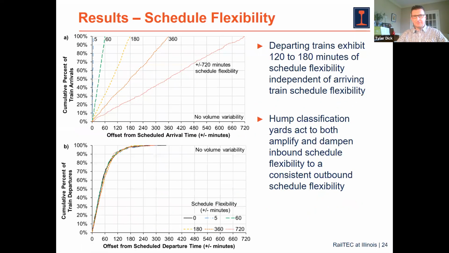So when we look at the actual results, the top graph here, what we're doing is plotting our offset from our scheduled arrival time and looking at our cumulative distribution.